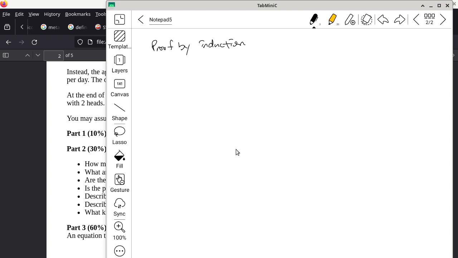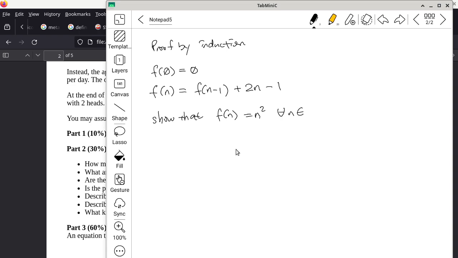All right, so I'm going to give you a recursive definition here. I will say f of 0 is by definition 0. Okay. And then I'll give you a recursive definition of f of n is f of n minus 1 plus 2n minus 1. I think that works out. Let me think about this. Okay. I think this works out. Okay. And I want you to show that f of n is really n squared for all n in the set of natural numbers. Okay.